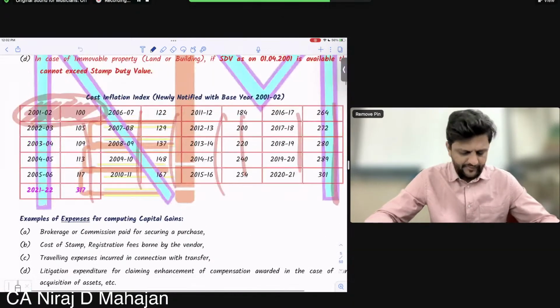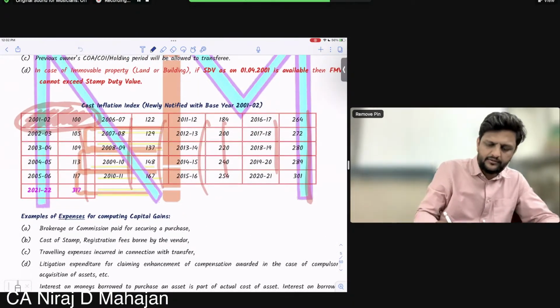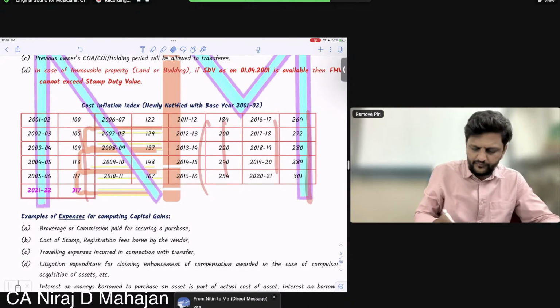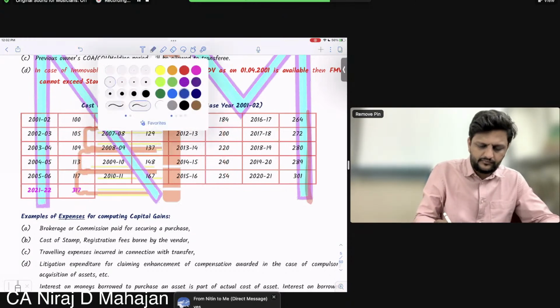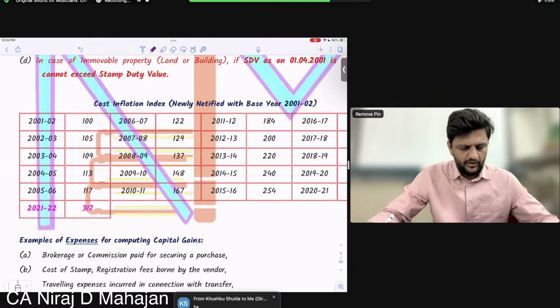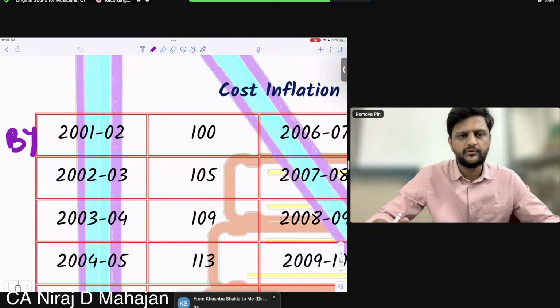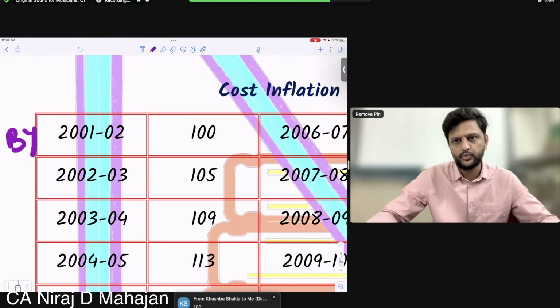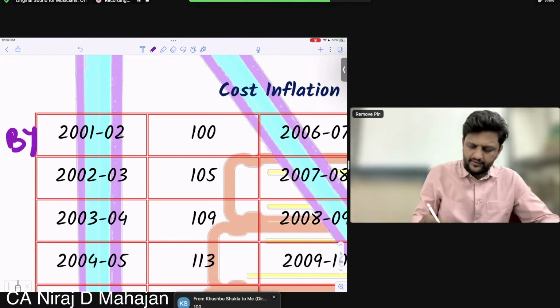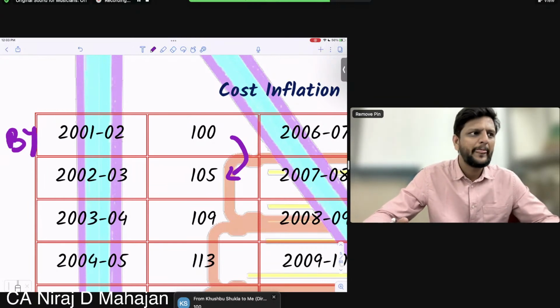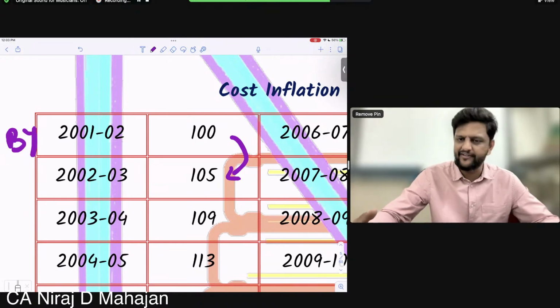Look at the CII that is given to you. Can you see that, bachcho? Clear? So what is the base year? In index numbers we had done this properly. The base year is taken here as the 2001-2 financial year. Now do you realize the meaning of this 105? As per the income tax department, there was a 5% increase in the cost.